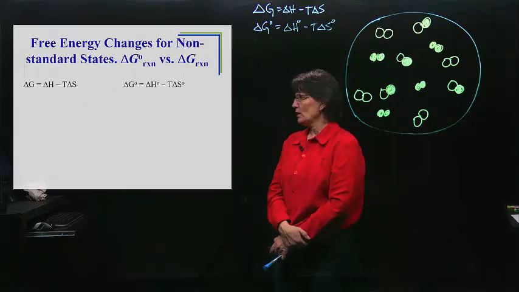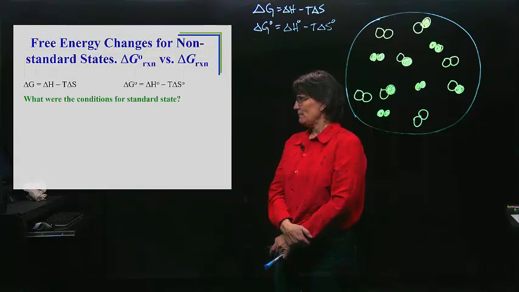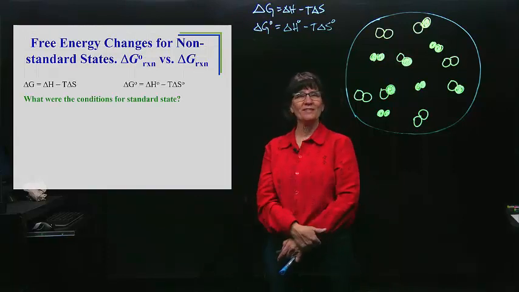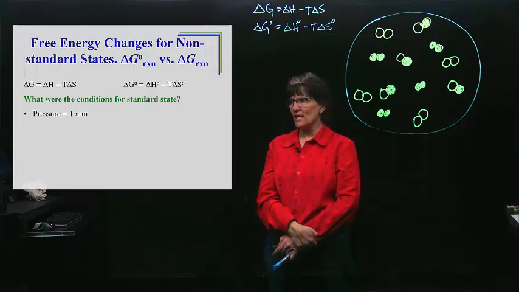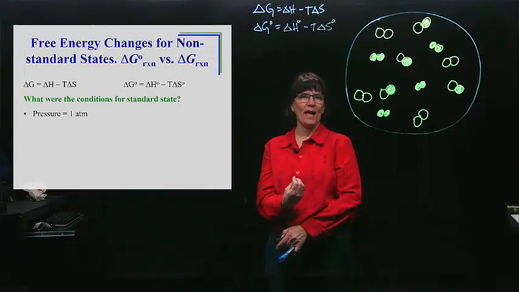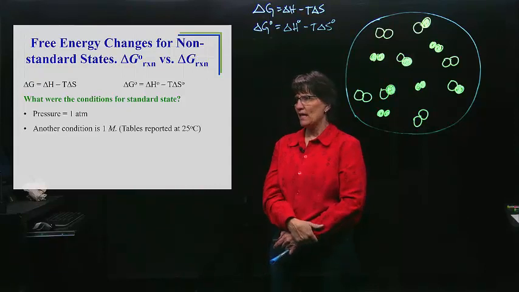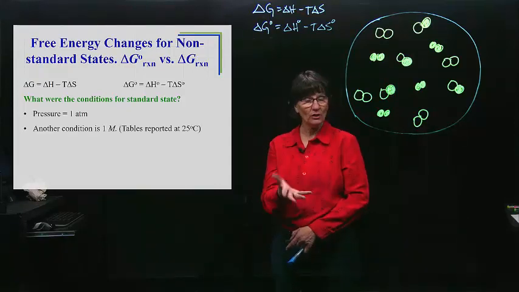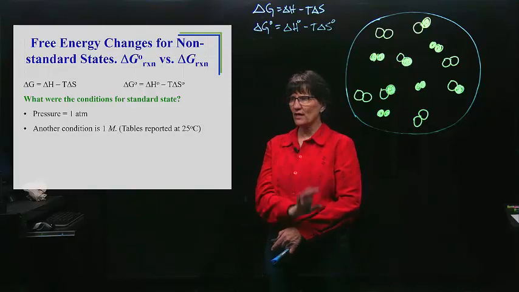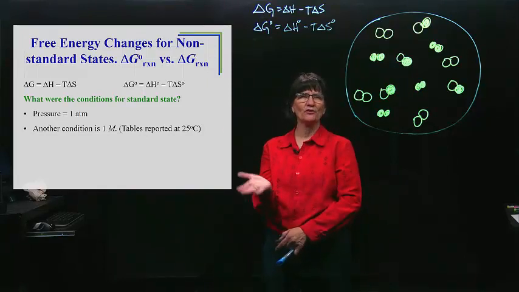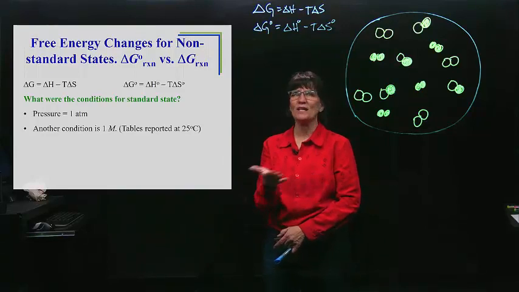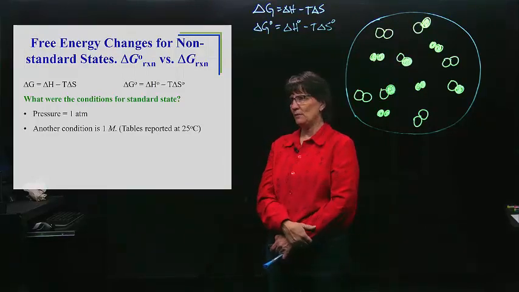Okay, so I told you that already. Let's refresh your memory what the standard state conditions are. If it's in standard state conditions and it's a gas, the pressure is going to be 1 atmosphere. If it's in solution, it's 1 molar. Those are the standard state conditions, and the tables are always reported at 25 degrees Celsius, so you can talk about a standard delta G at some other temperature if need be.